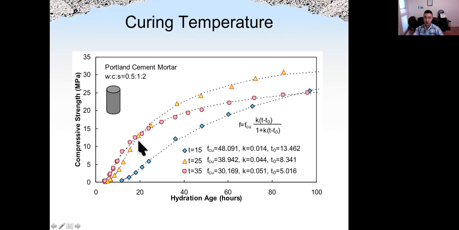Okay, so what we can see is there's some difference up to 4 days. Like at 15 degrees, the strength will remain low for the first 2 days, but they may catch up later on. At 25 and 35 degrees, not a big difference.